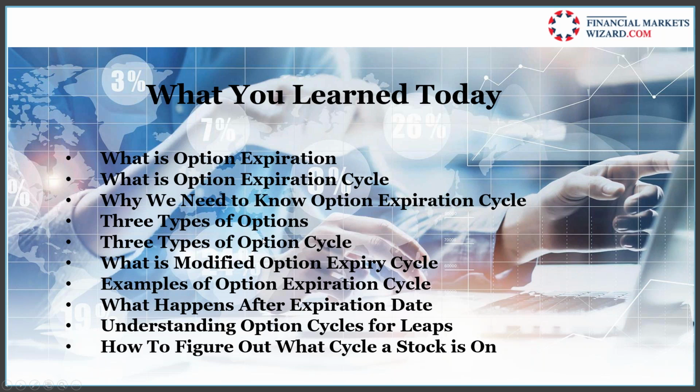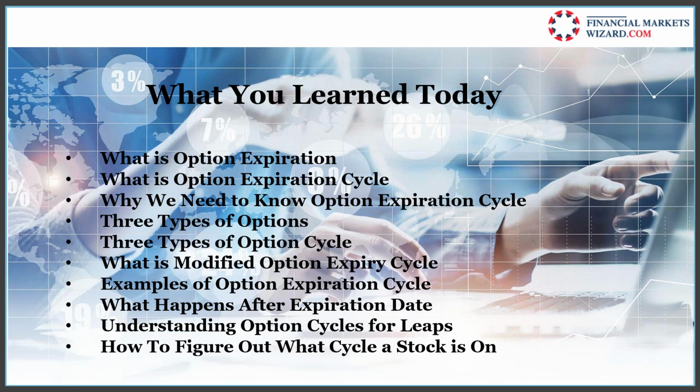We also discussed three types of options: weekly option, monthly option, quarterly option. They all have expiration cycles. And the three types of option cycles we discussed, right? January, February, March, three cycles. And then we discussed what the modified option expiry cycle is. They came up with the modified option expiry cycle, the current month and the subsequent month, because they realized that traders are trading for speculation and hedging purposes. So they need the current month and they need the next month. So they call it current and subsequent month.